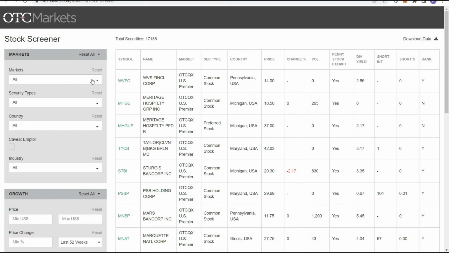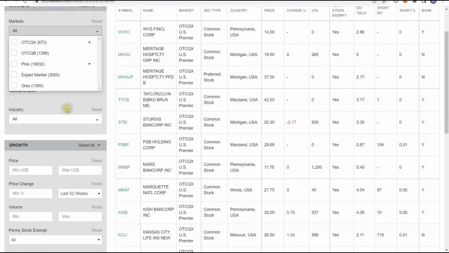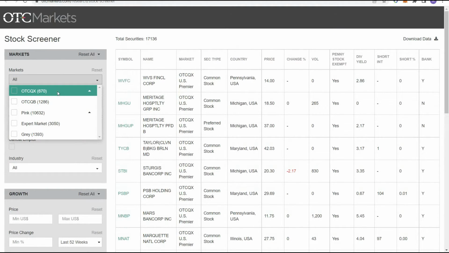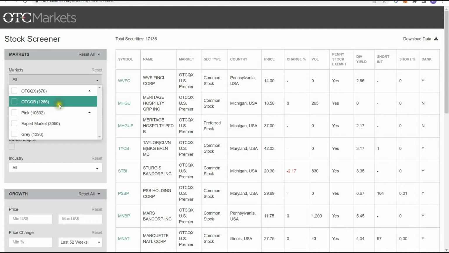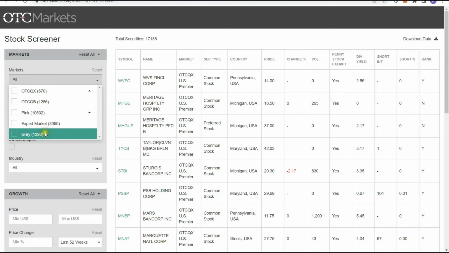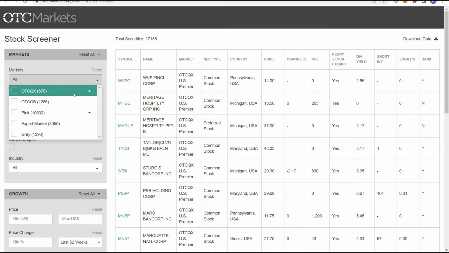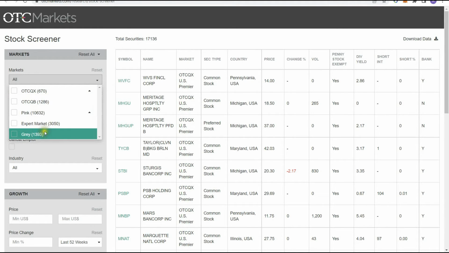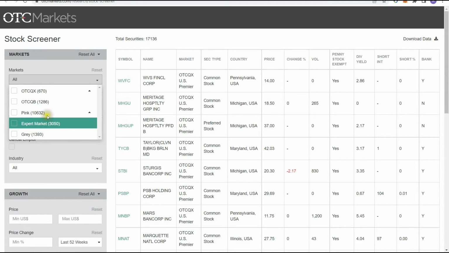The first one that you might want to screen by is the markets. These are the various markets on the OTC Markets stock exchange. You have OTCQX, which is basically the securities that are held to the highest standard of reporting. You have OTCQB, Pink, Expert, and the gray market. If you want to focus on the securities that have the highest level of reporting and disclosure, you would want to search by OTCQX or OTCQB. But if you want to be a little bit more adventurous, you can search on the pink sheets or the gray market as well.